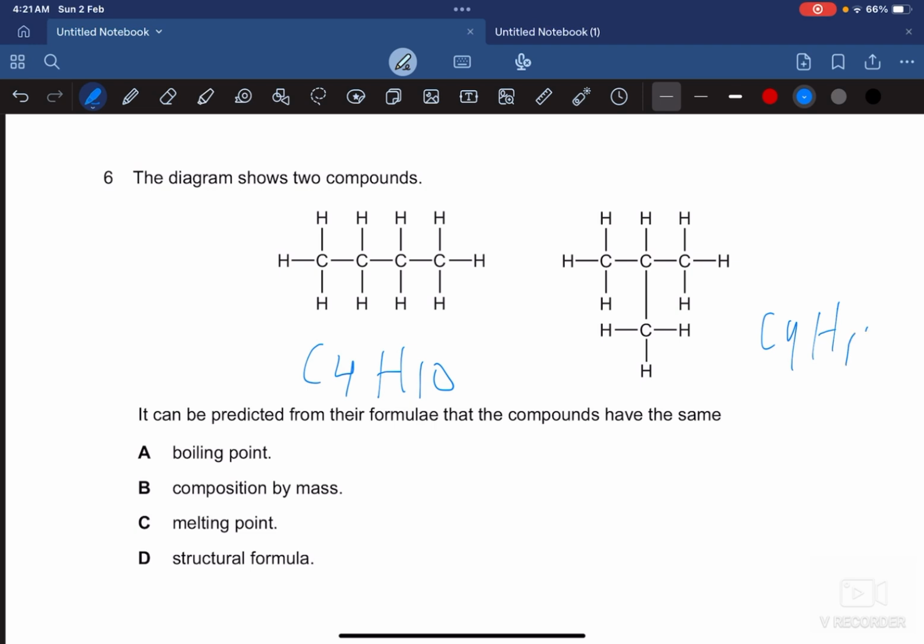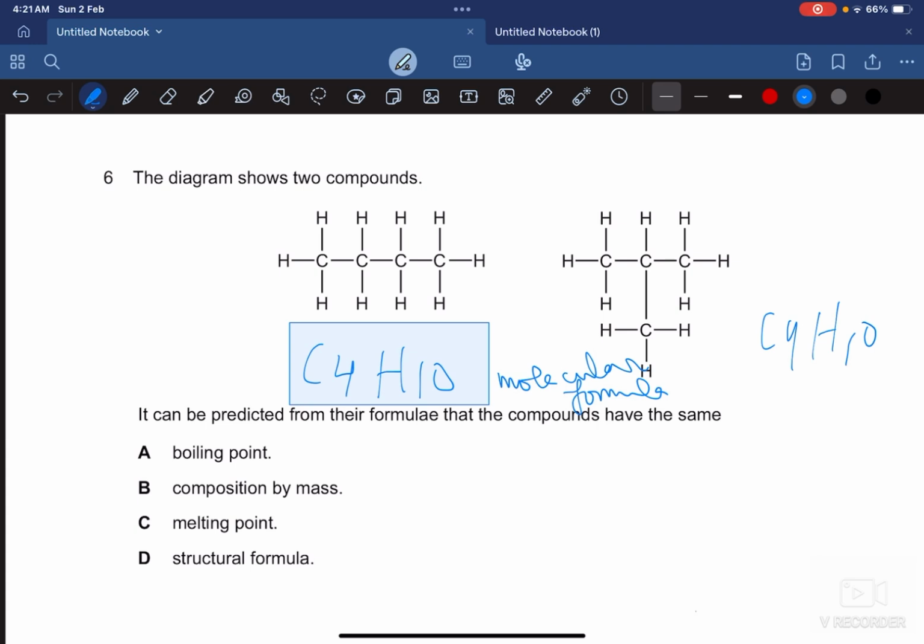Okay? Whenever you count the number of carbon and hydrogen atoms and then write it in this form, that is known as the molecular formula. Okay? This is known as the molecular formula. Remember this: whenever you count the number of carbon and hydrogen atoms and write it in this way, that's known as the molecular formula.